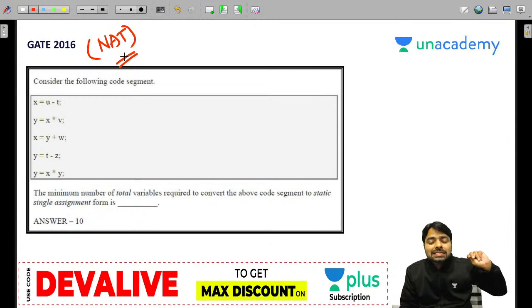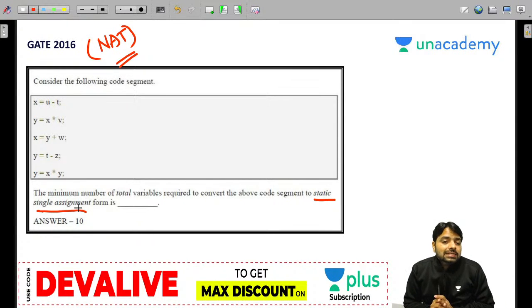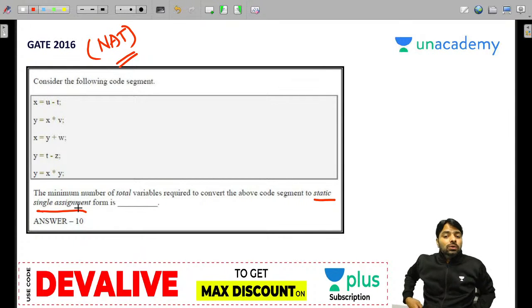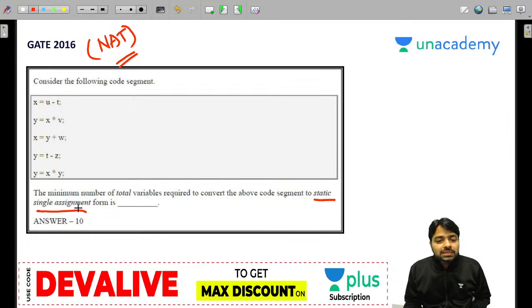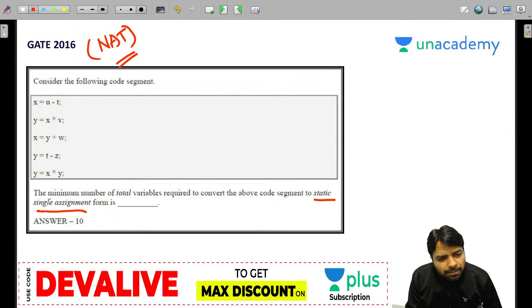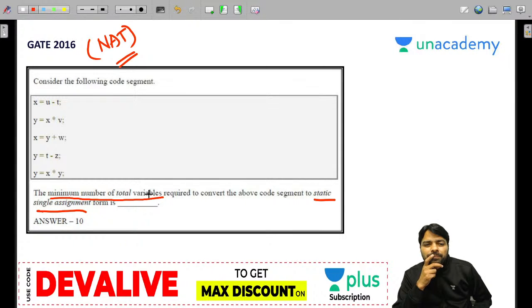Static single assignment, it was asked 2 times so far. It means it definitely has more priority in the exam, no doubt. 3 address code and static single assignment have more precedence. Now the question is the minimum number of total variables. Guys, how will you do this? You need to write an expression, you need to write the best 3 address code, you need to write SSA code. Are you clear?